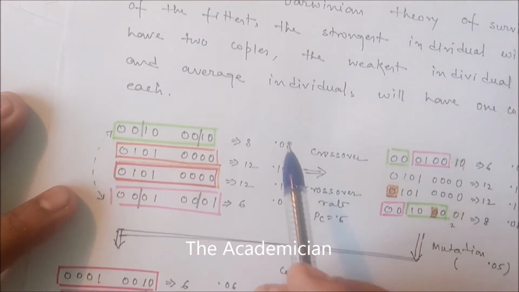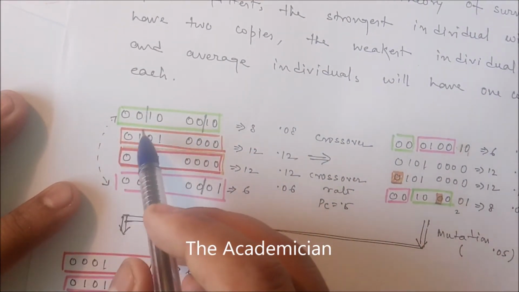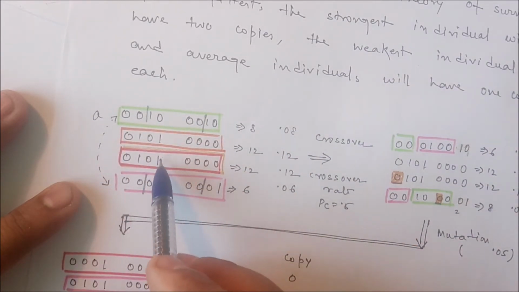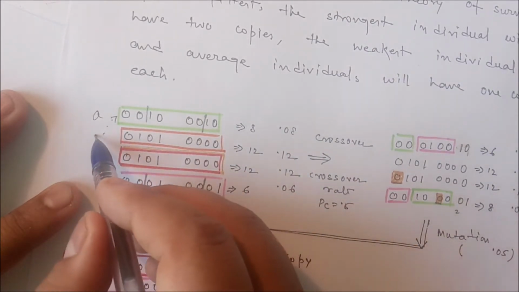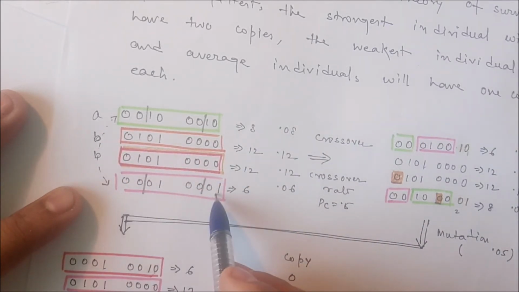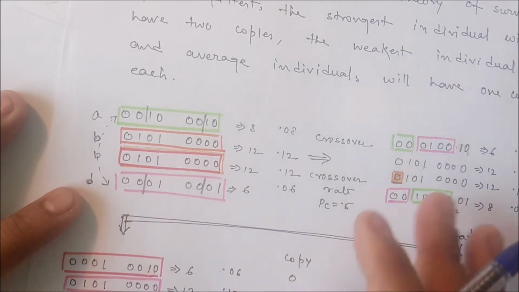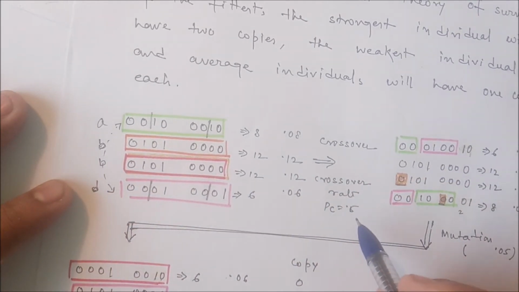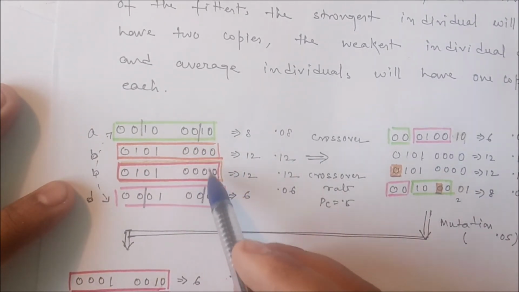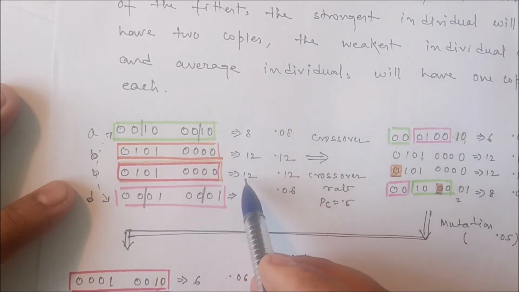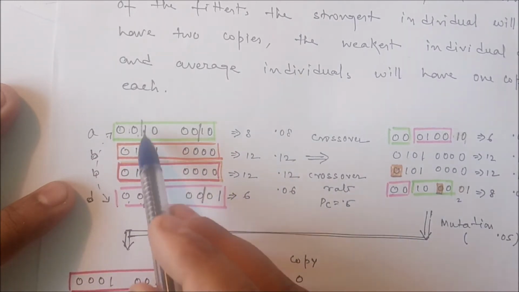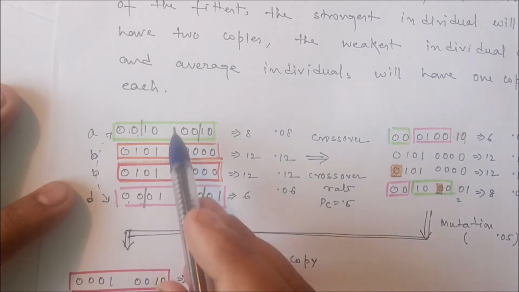Now we can see, this is our chromosome A. Here it will be our chromosome B, chromosome B. And say this is chromosome D. Now assume the crossover rate is 0.5, 50%. So out of 4 we just select two chromosomes for crossover. Now you can take these two chromosomes for the crossover.